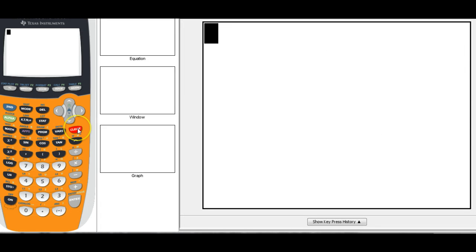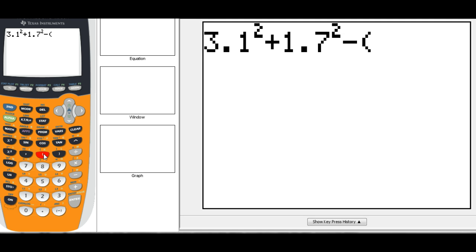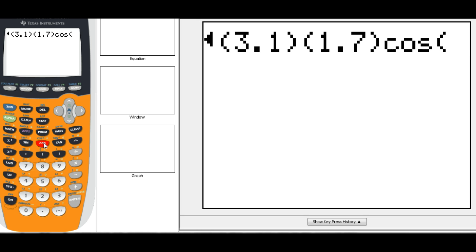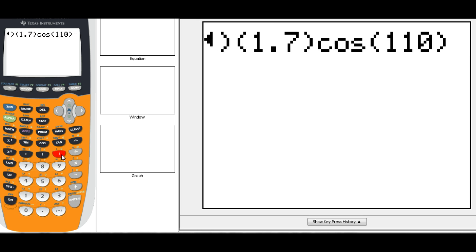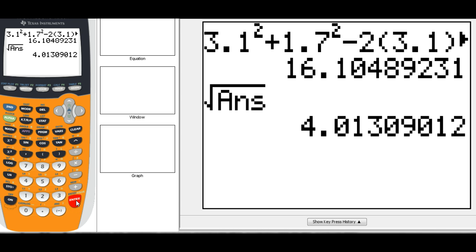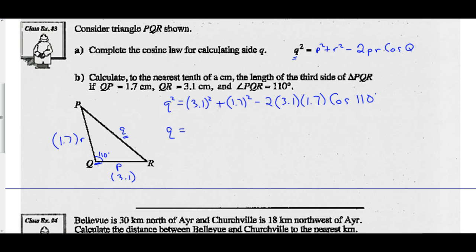So let's do the calculator work. We've got 3.1 squared, add 1.7 squared, minus 2 times 3.1 times 1.7 times the cosine of 110 degrees. Now that is not the value for q, that's the value of q squared. So we must take the square root of that, second function square root of that answer. So we're going to get 4.0 centimeters. All right. So q is 4.0 centimeters to the nearest tenth.